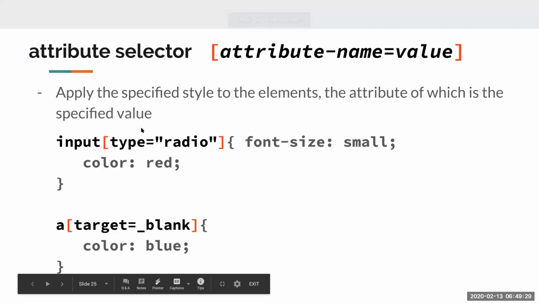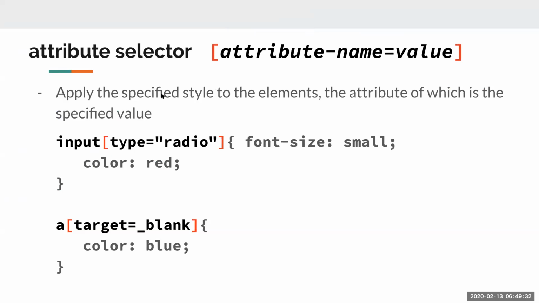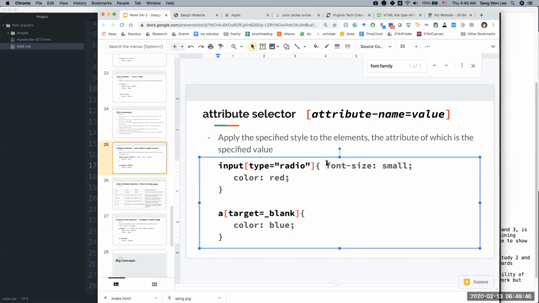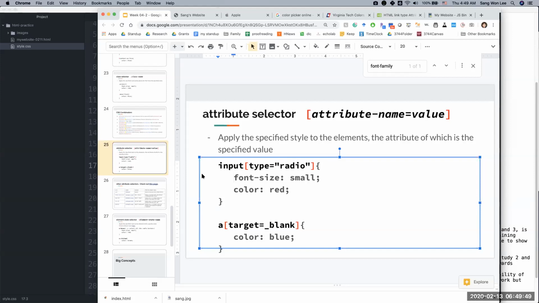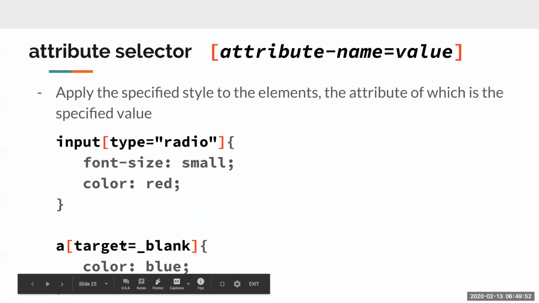There are a few more selectors. The attribute selector is basically where you can select HTML elements based on a certain attribute value. In this case, it's going to look for an input HTML tag whose type is radio button. I wonder if everyone remembers this particular attribute, which is target. If target is equal to underscore blank, it's going to open a page in a new tab. So you can actually have a different style for that.